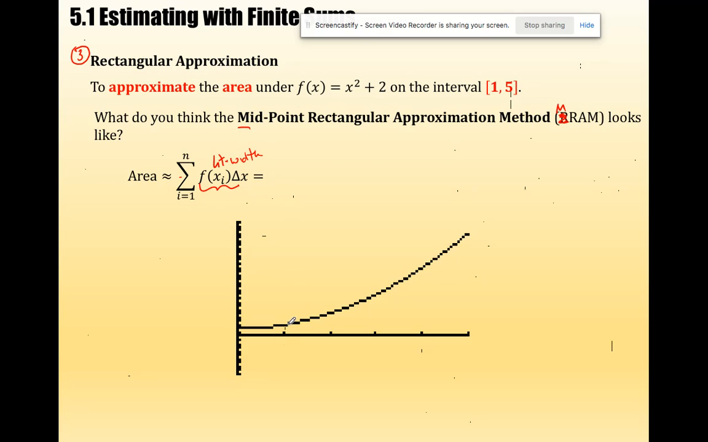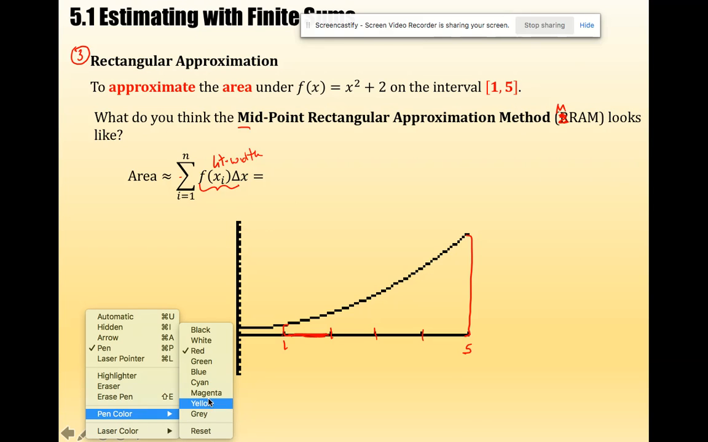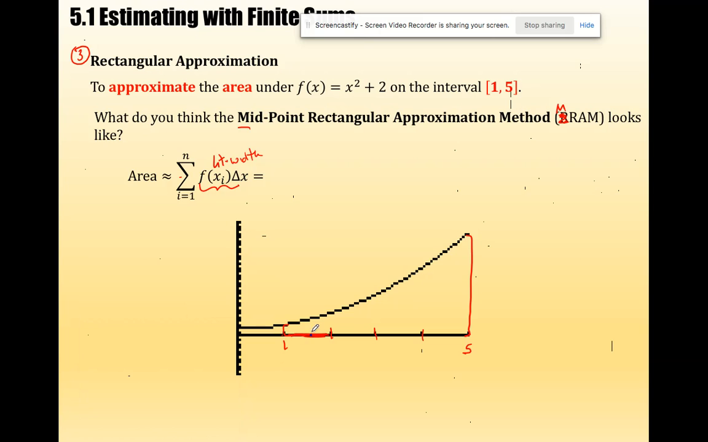And let's again, just for the sake of symmetry and beauty, start with even subintervals. So I'm going to chop this at 2, 3, and 4. But instead of using, here's my first interval, instead of using the left side or the right side, guess what MRAM wants you to do? Use the midpoint as the height of the rectangle, and then you have to go left and right.